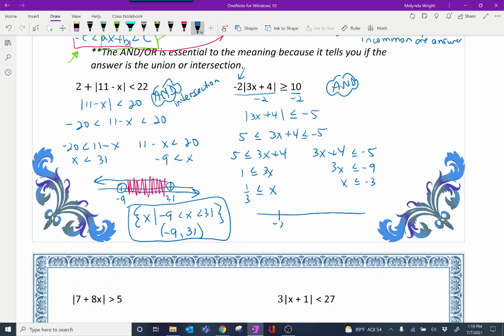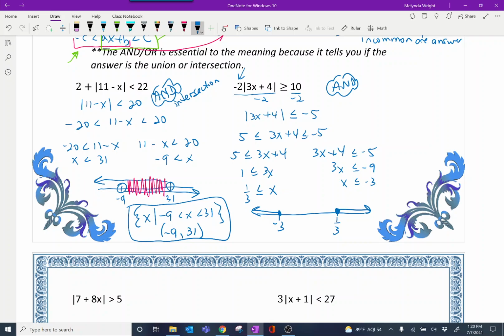So I got a negative 3 and I got a 1/3. So x is greater than or equal to 1/3. Okay, it goes that way. X is less than or equal to negative 3. Goes that way. Okay, so let's think about this.